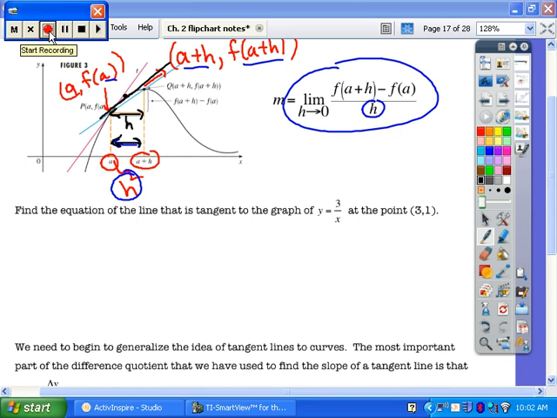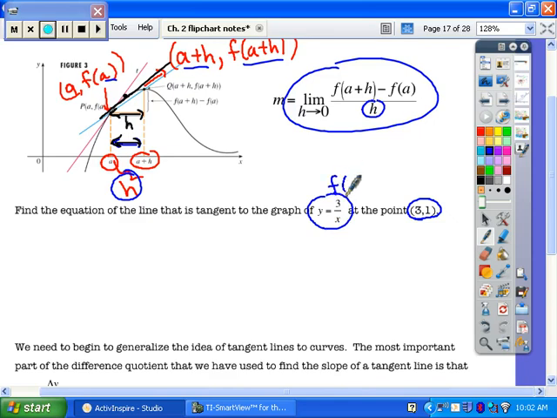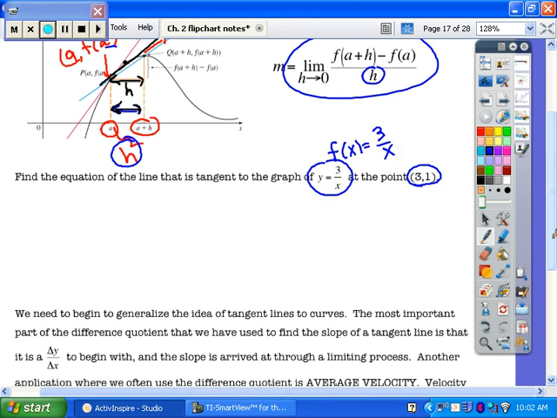So we're supposed to find the equation of the line that's tangent to the graph at the point 3, 1. So here's our equation. Our f of x in this case is 3 over x. And I want to use this new definition right up here. So I'm going to take the limit as h approaches 0. Then what's my a in this case? 3. And what's my f of a? F of a would equal 1. So we have a is 3, and f of a is going to be equal to 1.